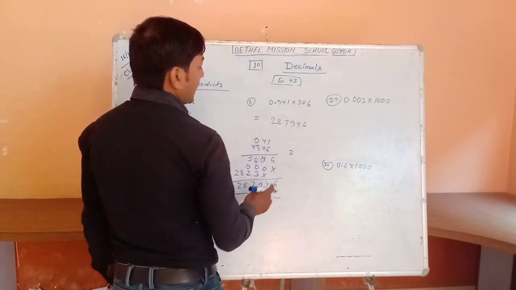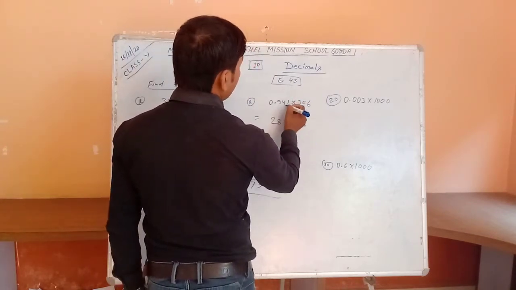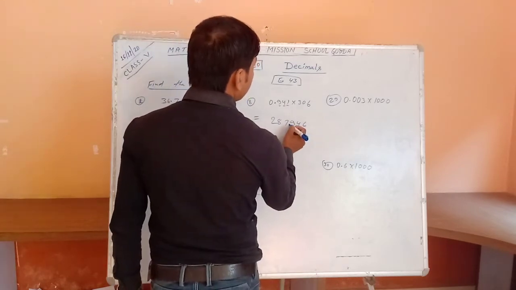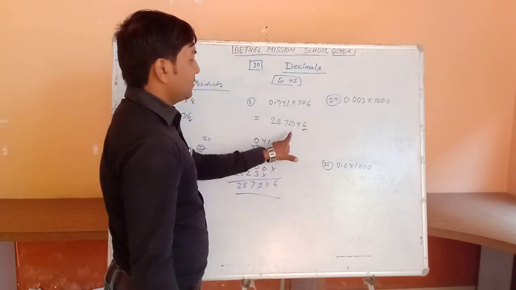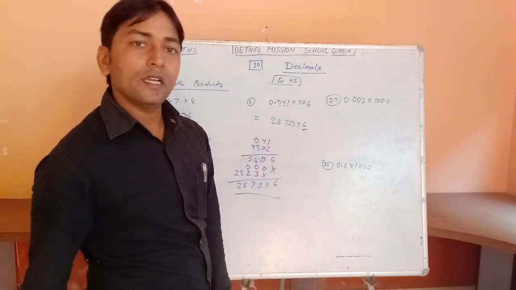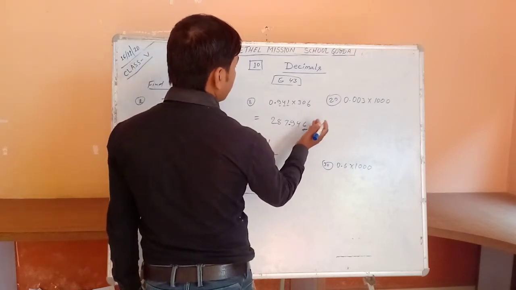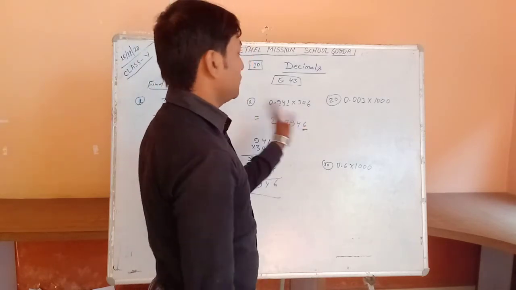This is 287946. Okay, and at last we put decimal after how many decimal places? 1 2 3. 3 decimal places. So we put after here 1 2 3, 3 decimal places we put the decimal. We start counting from ones, tens, hundred, thousand, means right to the left, not from left to the right.